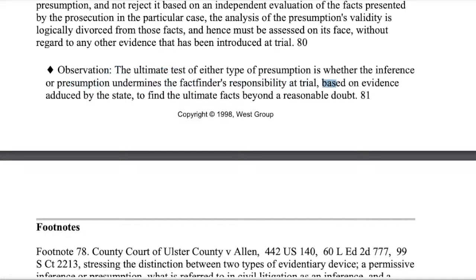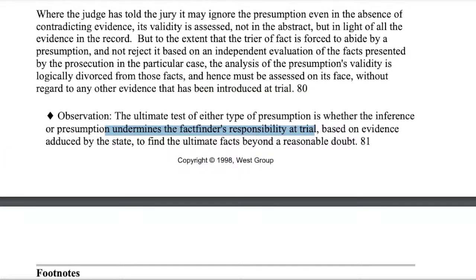So the test is whether the inference undermines the fact finder's responsibility at trial. And that's based on evidence brought in by the state to find ultimate facts beyond a reasonable doubt. So does it undermine the responsibility? That presumption, is it undermining responsibility? And that's where I think we have right here that the trier of facts is forced.